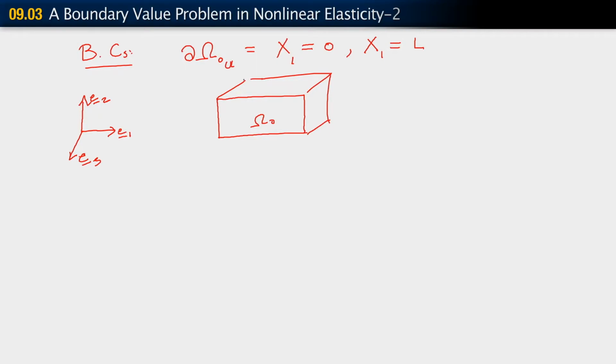We have this distance is L. Or perhaps we better call it L1 because we're going to need things for the other directions also. So that face is x1 equals 0. That face is x1 equals L1. All right, so that is our displacement boundary.